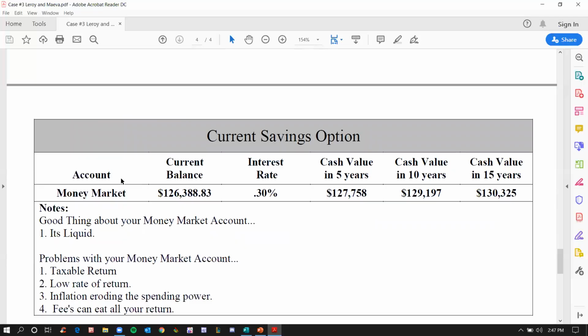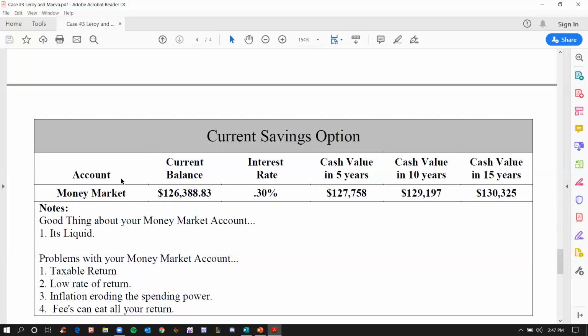You currently have a money market account with $126,380.83 in it. It's earning 0.3%. Over the next 5 years, it'll grow to about $127,758, and over the next 15 years, $130,325. The good thing about money market accounts is that they are liquid. You can pull all your money out and not have to worry about it, anytime you want, to go spend on whatever.